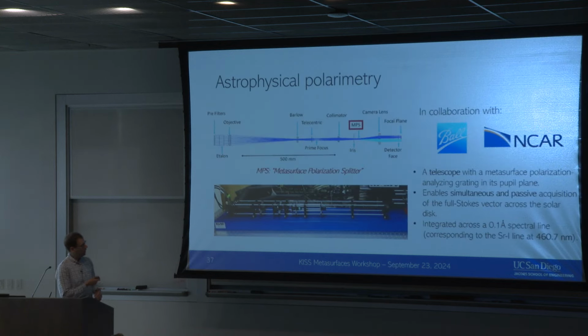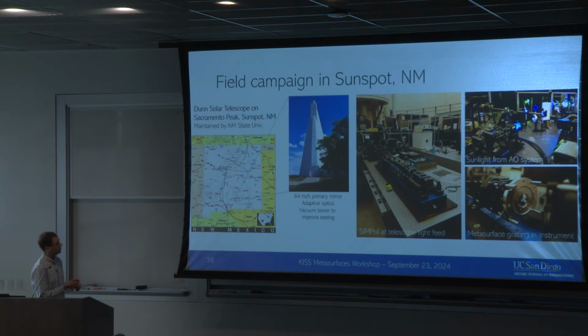And we have a project with what used to be known as Ball Aerospace, I should have changed the logo, and the National Center for Atmospheric Research, where we've embedded one of these in the pupil plane of a telescope. And this enables very compact and simultaneous astrophysical polarimetry, in this case for solar physics. So recently, we integrated such an instrument at a state-of-the-art solar telescope in New Mexico.